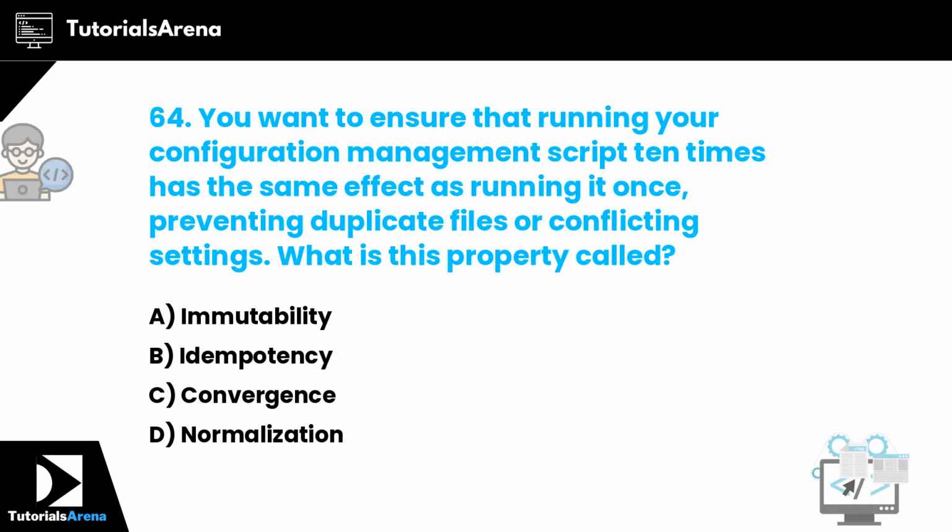64. You want to ensure that running your configuration management script 10 times has the same effect as running it once, preventing duplicate files or conflicting settings. What is this property called? Answer is B, idempotency.